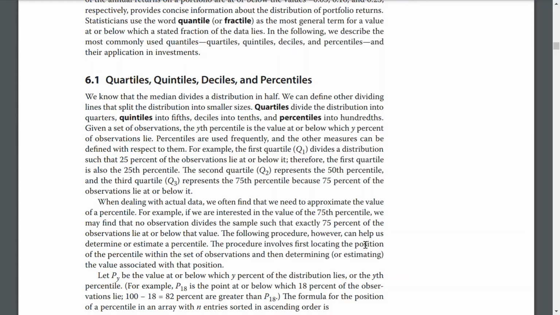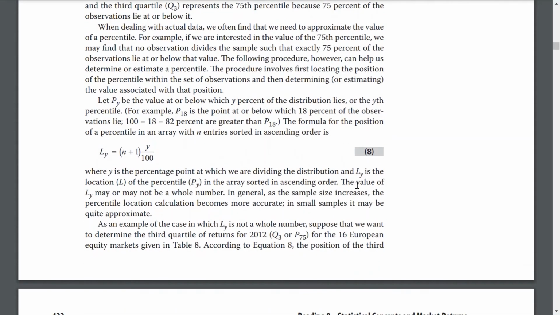Let P sub y be the value at or below which y percent of the distribution lies. And the y-th percentile, for example P18, is the point at or below which 18% of other observations lie. 100 minus 18 equals 82%, and those are greater than P18.